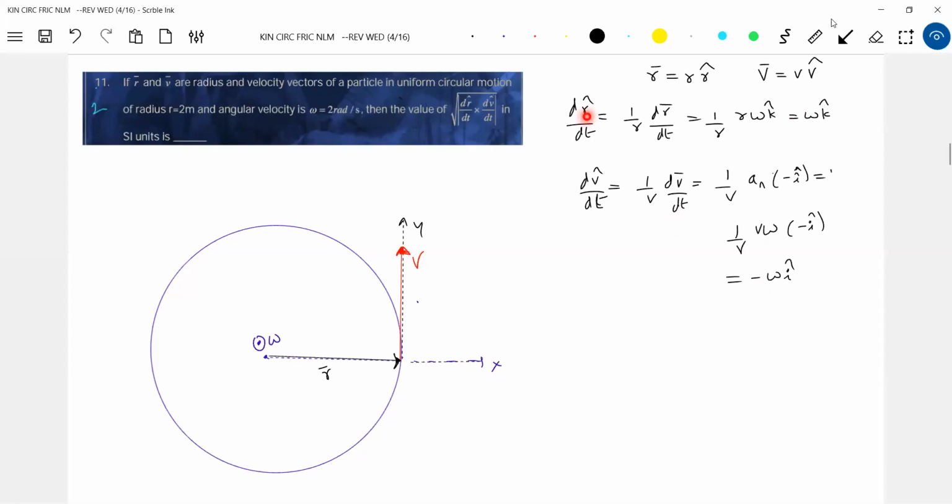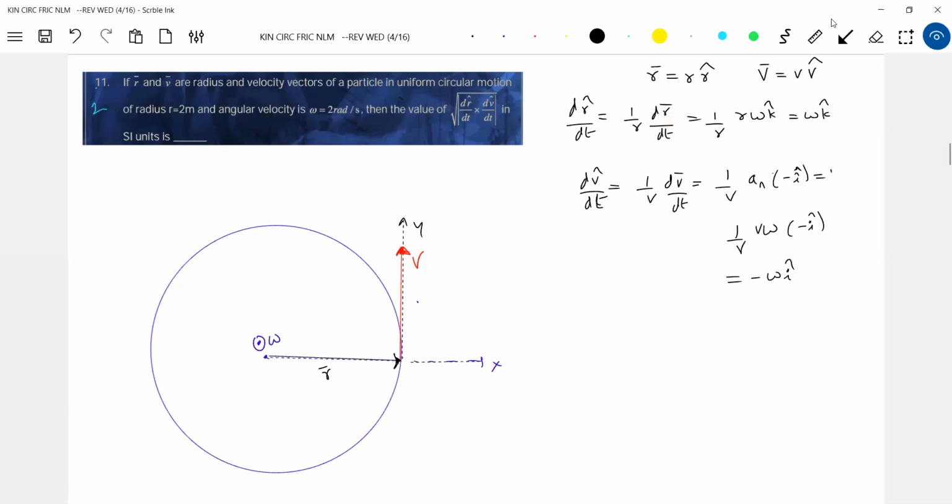The change of radial vector will be along the tangent plane. No, you do one thing. Look at this: dr cap by dt. It's a unit vector which is rotating. So when a unit vector rotates here, the angular displacement will take place. So what is this quantity? It should be angular velocity. That's what I'm showing here.